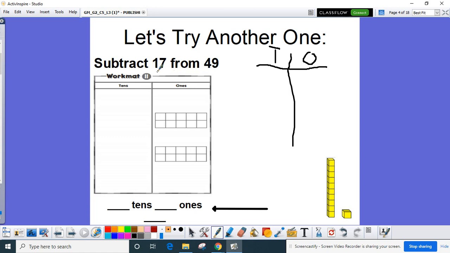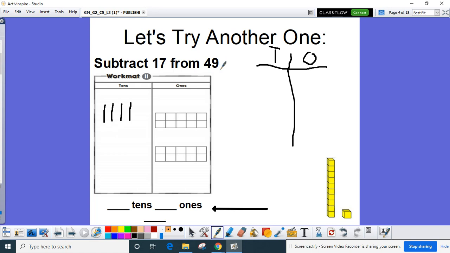Okay, so we're subtracting 17 from 49. All right, so when we subtract, we always start with the bigger number. So we're going to start with 49. So what are we going to do? That's right. We're going to draw a quick picture of 49. So how many tens are in 49? 4. So in the tens column, you're gonna draw a quick picture of 4 tens. 1, 2, 3, 4.